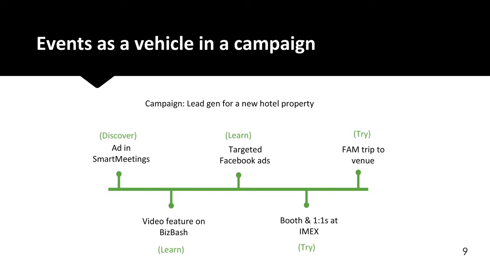In the discover phase, think about your buyer's journey vertically that we've been looking at. Discover on the far left. Perhaps your discover phase of the campaign is advertising. So you put a full page ad in Smart Meetings magazine. You know, the circulation is completely insanely amazing. That is the place where you want people to know that you exist from a discover standpoint.